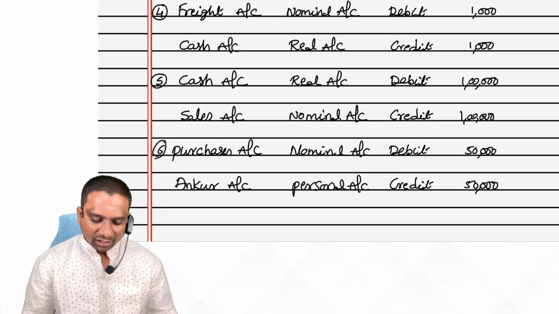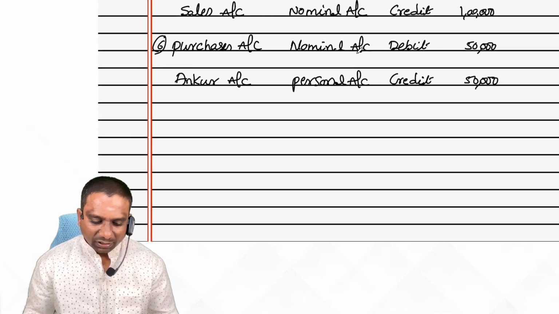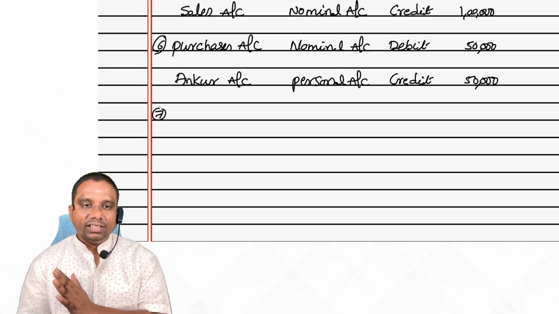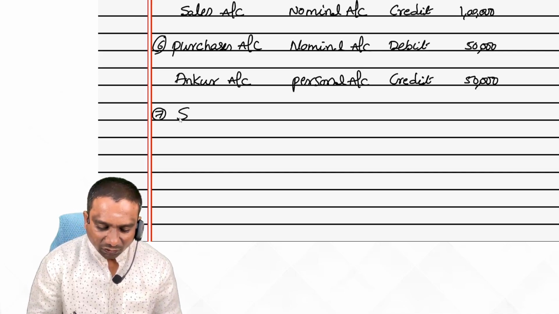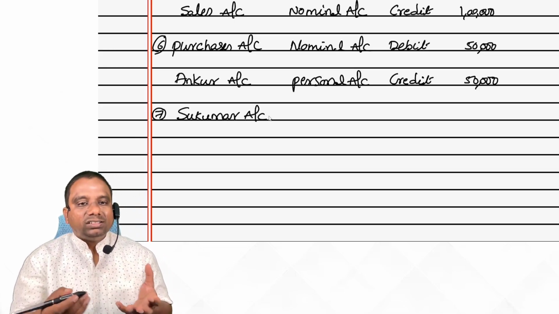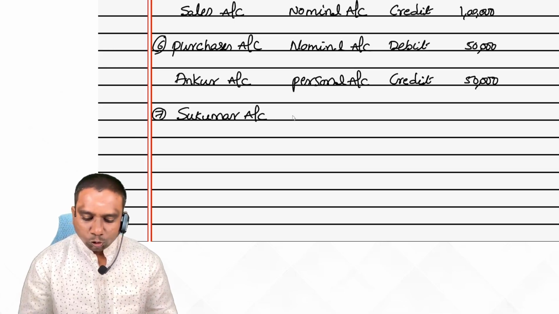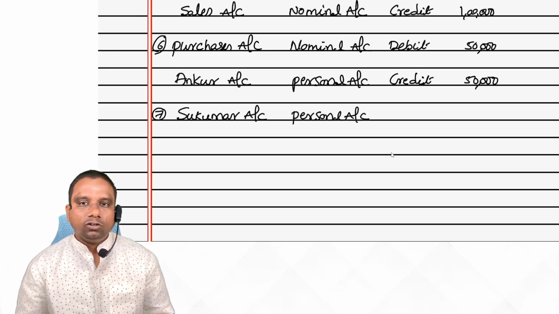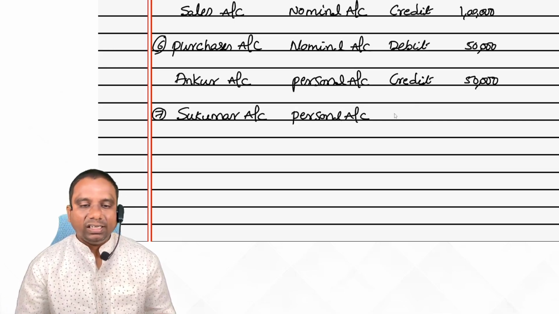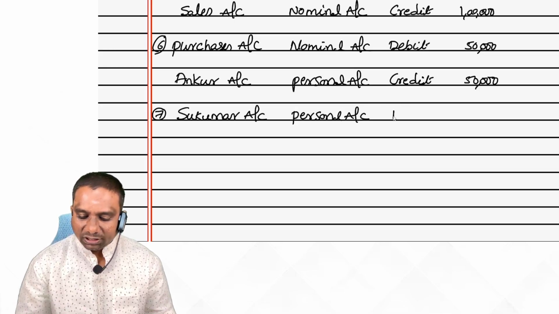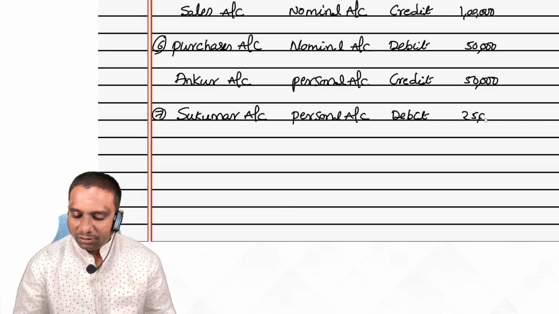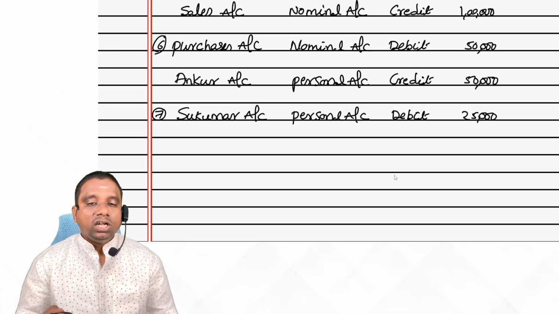Now look at how we analyze it. What is the receiving aspect? Tell me, students. We are not receiving anything. Then who is the receiver? Sukumar is the receiver, because Sukumar is receiving goods now. Sukumar account is a personal account. Personal account rule is what? Debit the receiver, credit the giver. As he is the receiver, his account is debit. Is it clear? How much? 25,000. And what is the giving aspect?